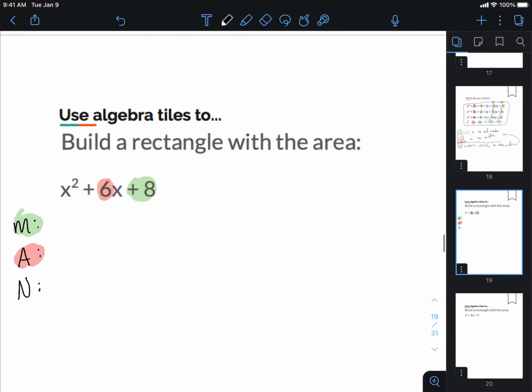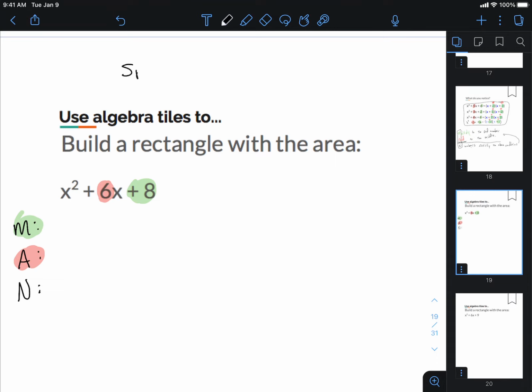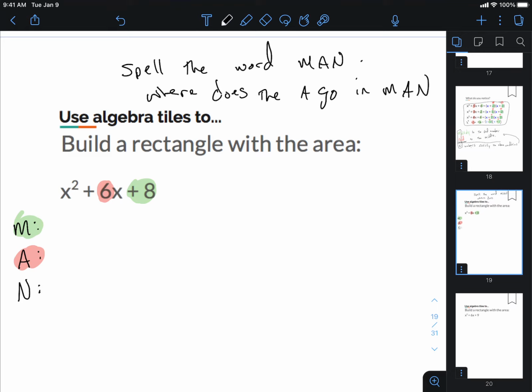How do I remember this? Spell the word man. Where does the A go? Right here in the middle. This is how I remember this, right? So if the A goes in the middle for man, then you put it here, right?